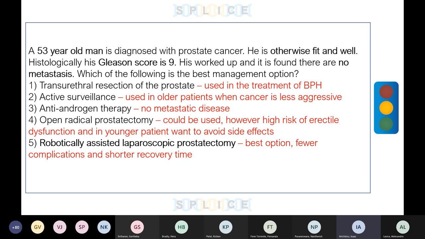There's a question about whether robotic surgery is available nationally. I have no idea, I'm afraid.